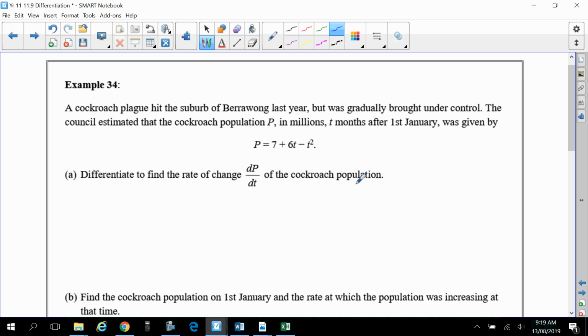All right, let's look at this example again, straight from your textbook. A cockroach plague hit the suburb of Birrawong last year, but was gradually brought under control. The council estimated that the cockroach population P in millions T months after 1st January is given by that. So remember, P is in millions, not one cockroach, millions. So when P is 1 it means 1 million, P is 2 means 2 million, and T is time, not in seconds, not in minutes, not in hours, it's in months. So be careful of the units. And remember, when T is 0, it corresponds to 1st of January.